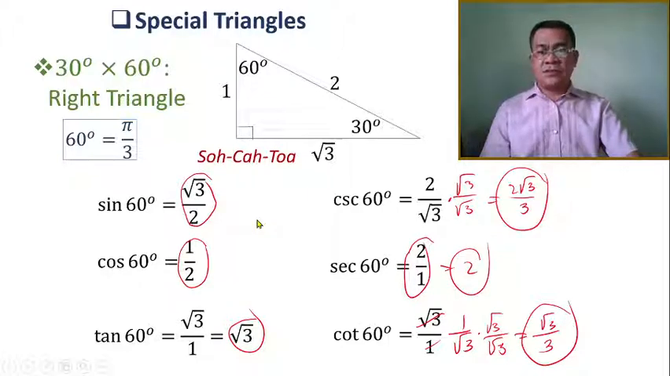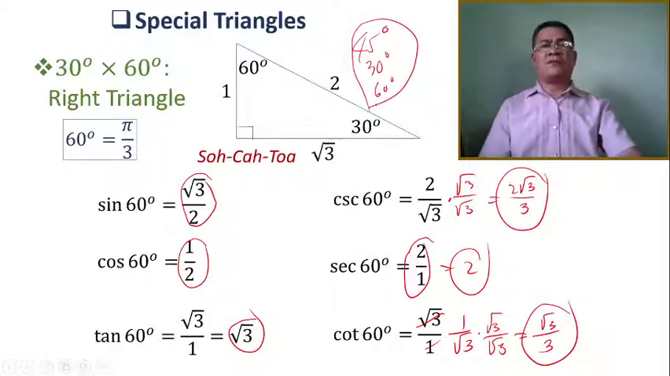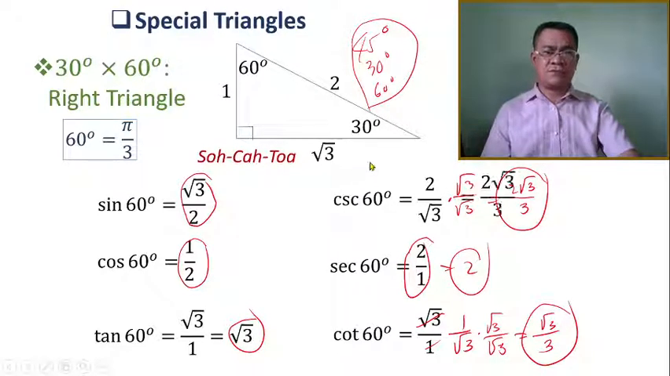Okay? So, that's it. So far, we have what? We have the special angles 45 degrees, 30 degrees, and 60 degrees. These are the special angles so far. So therefore, we can always find the exact value for these angles.